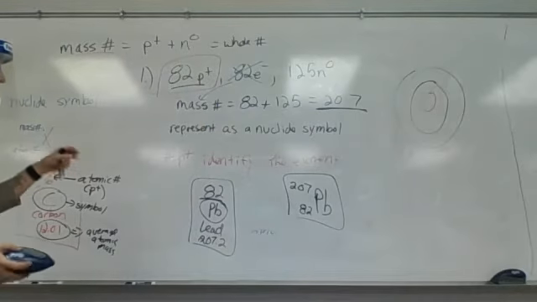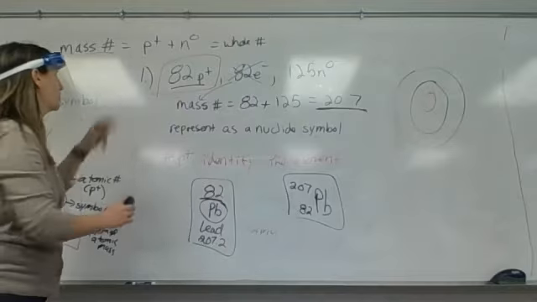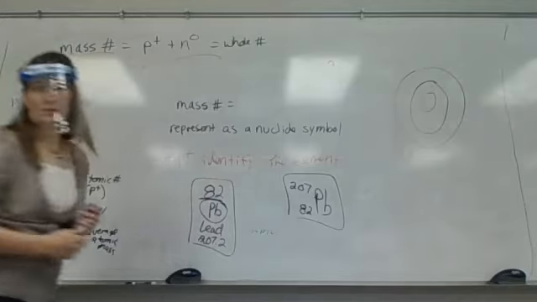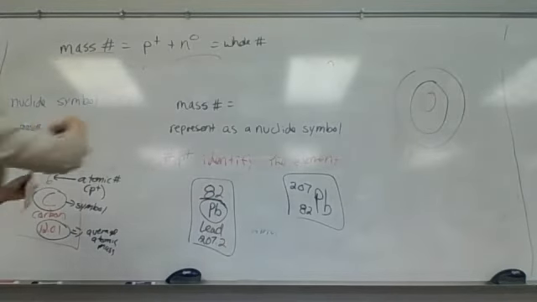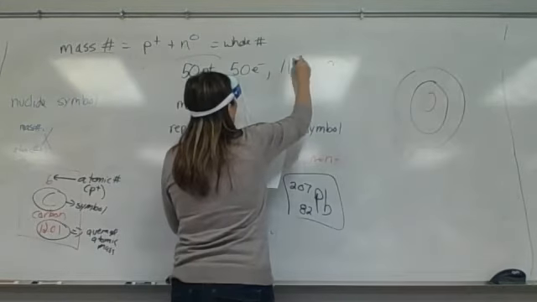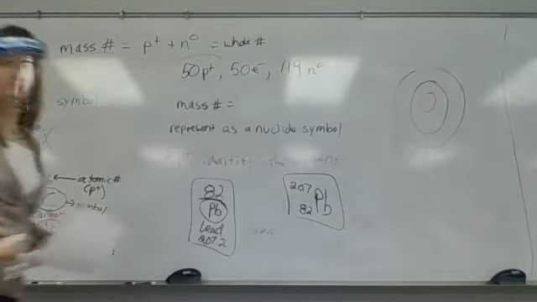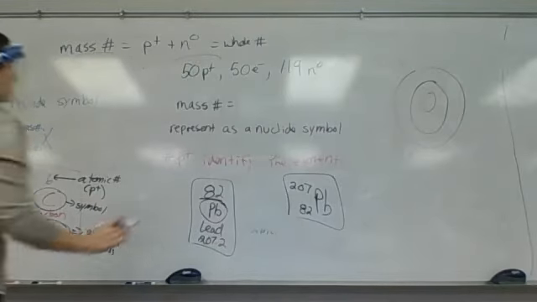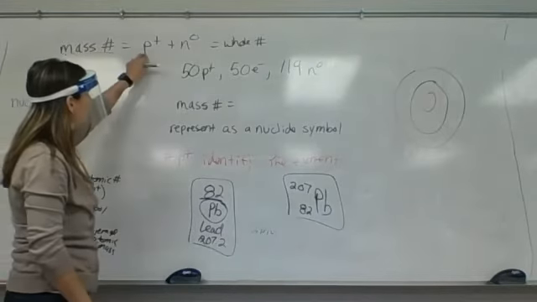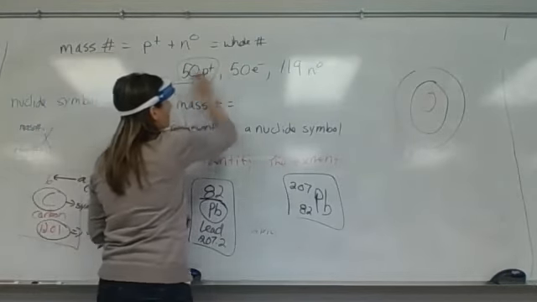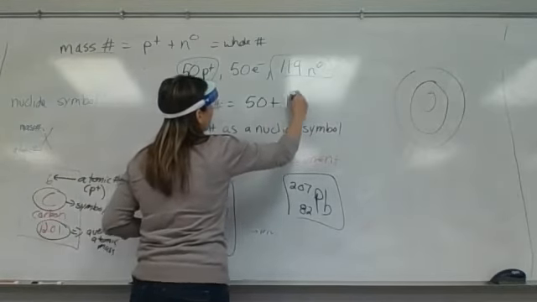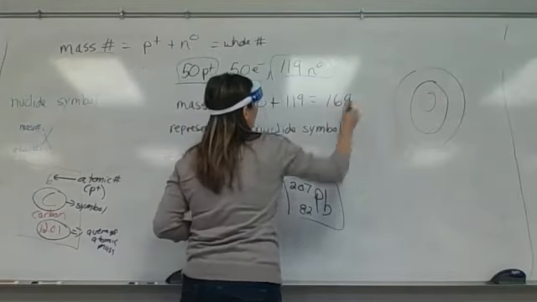All right, so let's do another one doing all those same steps. I'm going to give a new particle count: 50 protons, 50 electrons, and 119 neutrons. So, new atom. To calculate the mass number, I need just the protons and neutrons. Just this number and that number. So my total mass number, 50 plus 119, is 169.